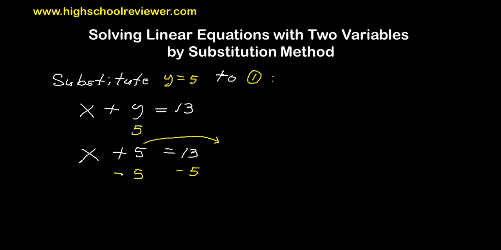Since positive 5 minus 5 is 0, we will just bring down x. And this will be equal to 13 minus 5. This will give us positive 8. Our x now is equal to positive 8. And this is our second answer.